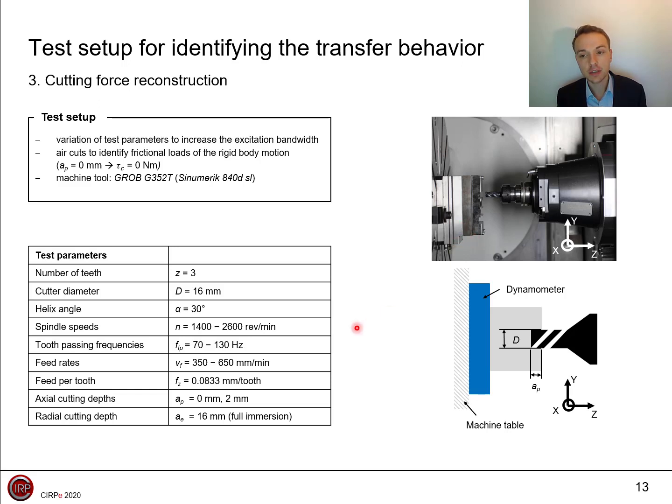Thus, the actual feed drive motor current, which is caused by the chip removal process, could be quantified. Measurements of the actual cutting forces from the dynamometer and the simultaneously acquired motor currents at a tooth-passing frequency of 70 Hz up to 130 Hz were carried out. Hence, the transfer function between motor currents and cutting forces, which is valid for this process parameter range, could be determined.